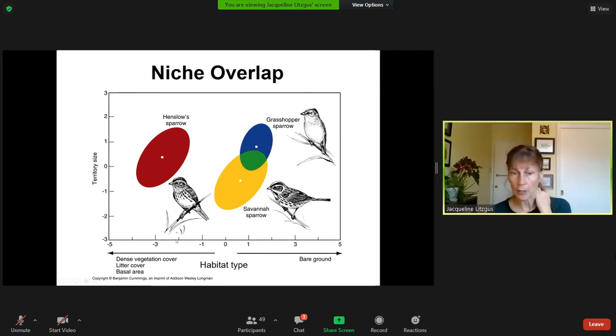There's a couple of things to note. You see this overlap between the grasshopper and the savanna sparrow here, quite a bit of overlap on this habitat type axis. And you can then compare Henslow's sparrow to the savanna sparrow, there's actually no overlap, right? They're quite separated in the habitat types that they use. So there's not competition happening between them because they're far separated across that habitat type resource gradient.